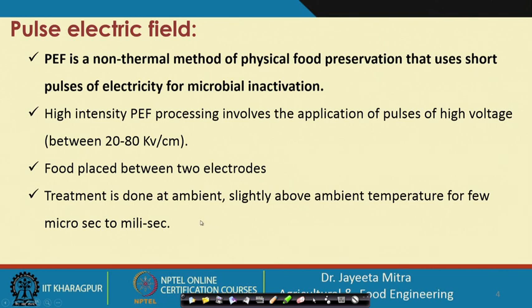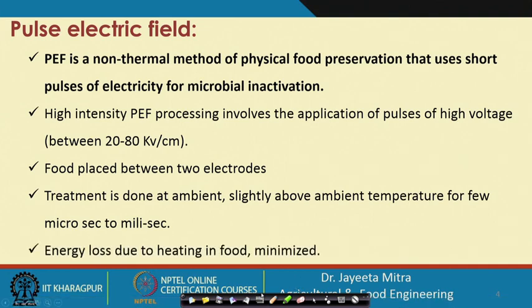electric field, and then we connect them with a non-conductive material. We keep the food between the two electrodes and then we send a pulse of high voltage between this 20 to 80 kilovolt, and this can be done at ambient or slightly above ambient temperature, and the time required is also very short, microsecond to millisecond. So, energy loss due to heating in food is minimized.